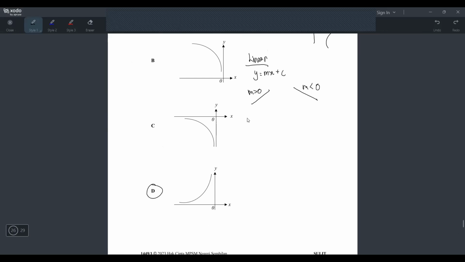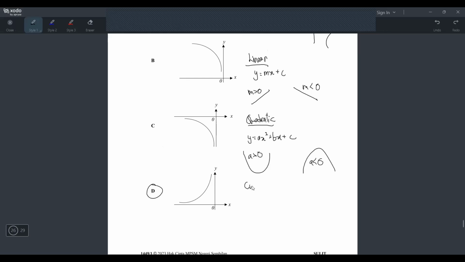Second one is quadratic. The second type of graph is quadratic graph. Quadratic, the equation will look like this. Ax power 2 plus bx plus c. We don't care about the rest of the power. We only care about the highest power. What is the highest power for quadratic? Power 2. And power 2, it will look like this, or it can look like this. All right. If your A is bigger than 0, then it looks like this. If your A is smaller than 0, then it looks like this.